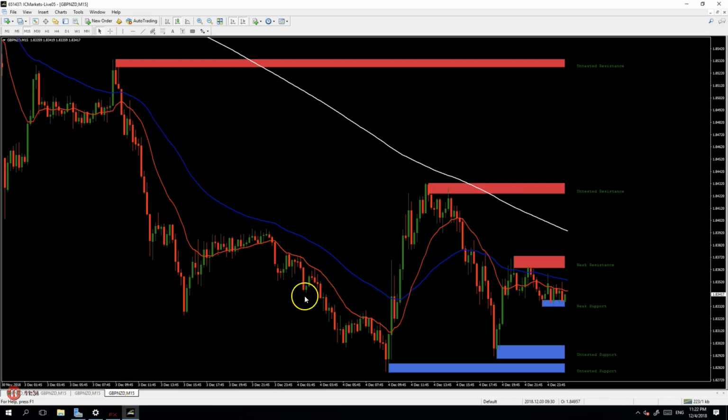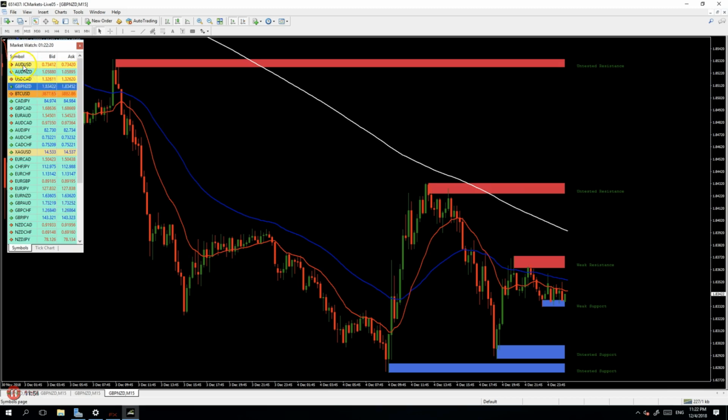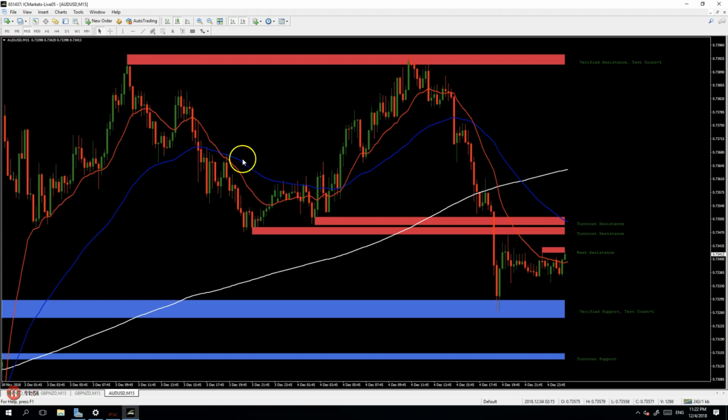Let me see if I can find a pair that is in an upward trend. Let me see. Oh, let us use the AUD USD. I don't trade that pair, I only trade the one pair, and there is a reason for it. So if we put this here, let's look at when it was an uptrend. Okay, so assuming this was what you wanted to trade, you now have this cross here.